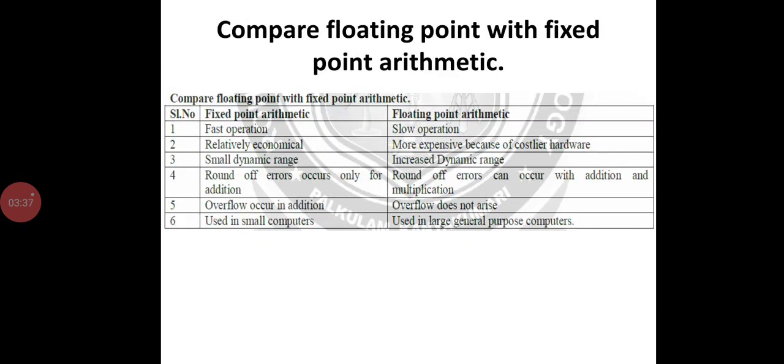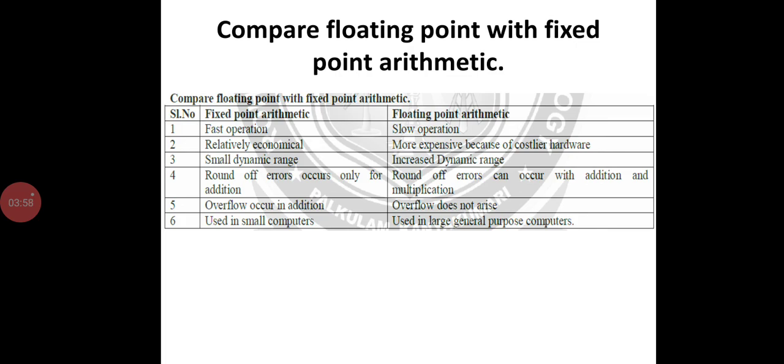Now we can see the comparison between floating point and fixed point arithmetic. Fixed point arithmetic is a fast operation, floating point is a slow operation. Second, fixed point is relatively economical, and floating point is more expensive because of costly hardware. Fixed point has a small dynamic range. Floating point has an increased dynamic range.